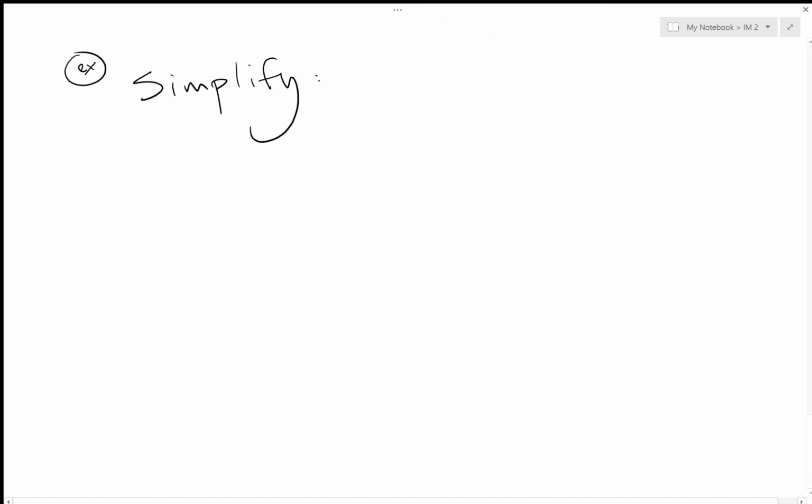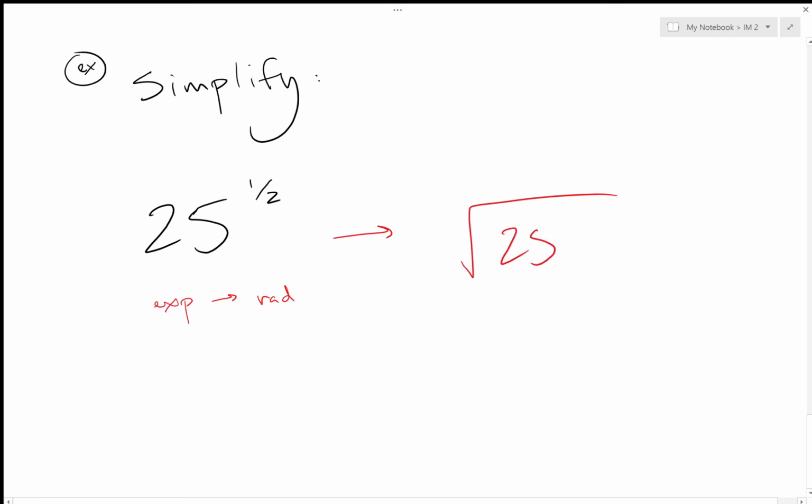So here's what they're going to give us. They're going to say 25 to the 1/2 power. I want to get one final answer from this. Okay, so in the end it should say equals some sort of number. Right now it's in exponent form. We can change that into radical form. That'll be maybe the first step. So let's put that radical symbol. 25 stays inside, 1 stays here, 2 floats to the front.